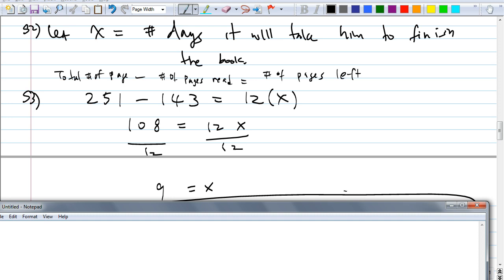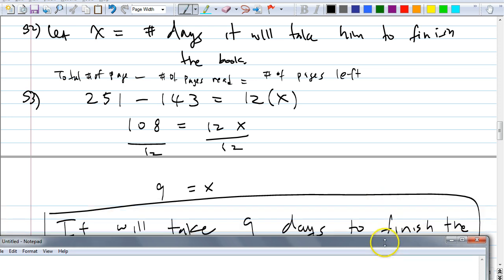How should we write this? Patty, what should I write? It'll take them 9 days to finish the book. Exactly. It'll take 9 days to finish the book.